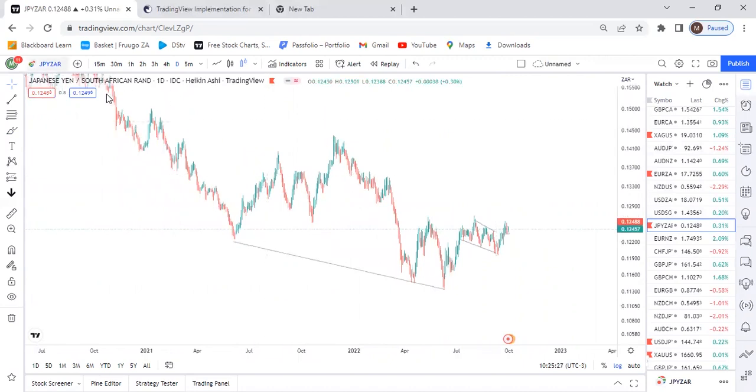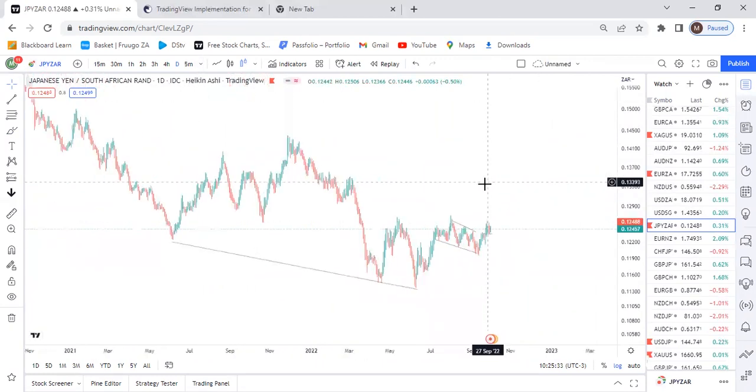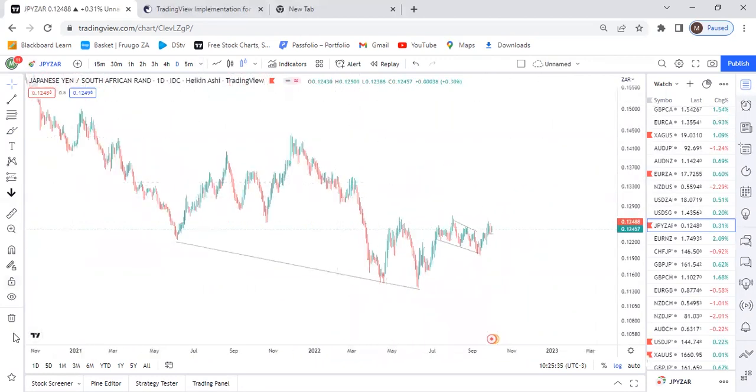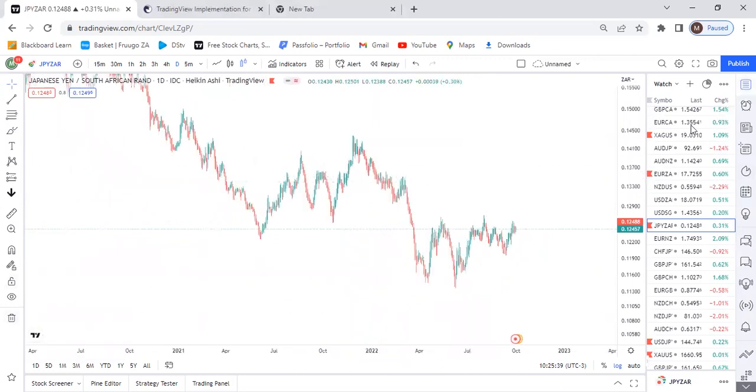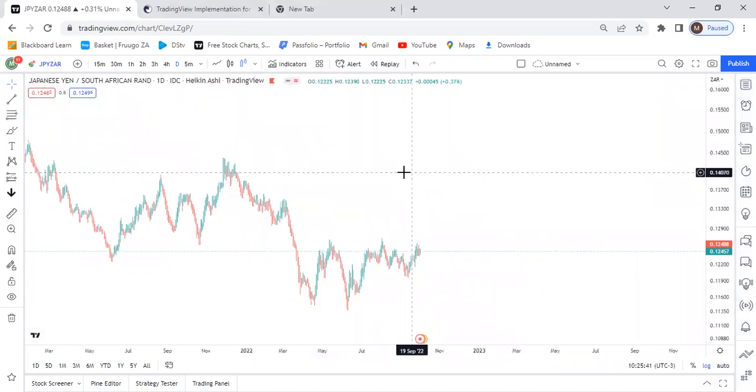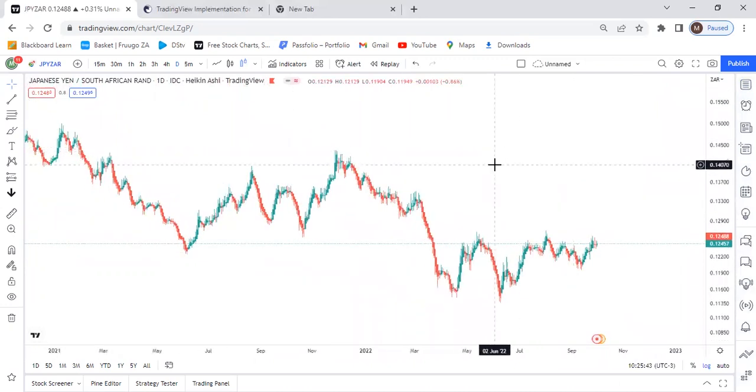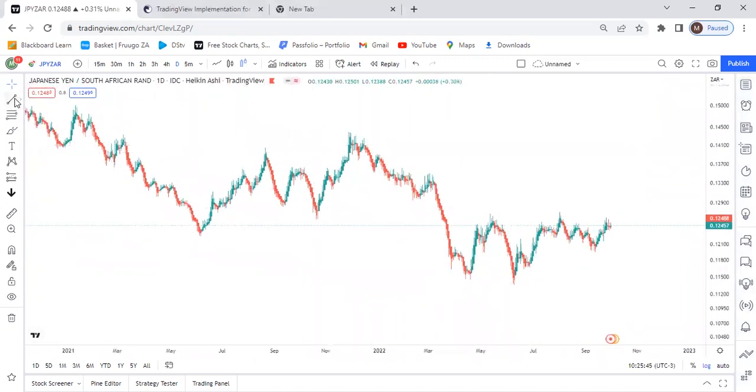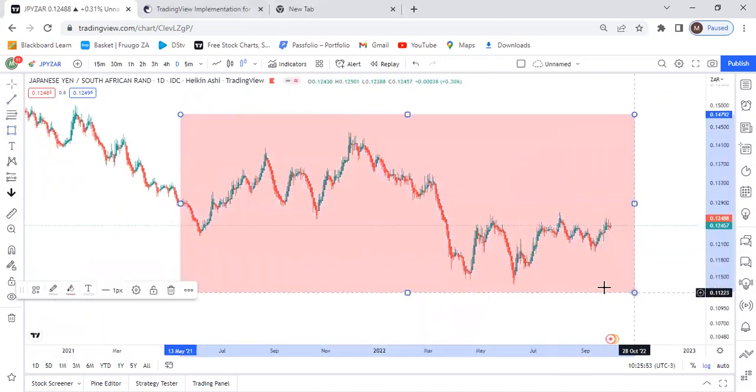We're looking at JPY against ZAR. So this is the daily time frame. Let me just remove everything. You can see if we zoom in and we start spotting our structure of the entire, let me just highlight it, of this area of the market.